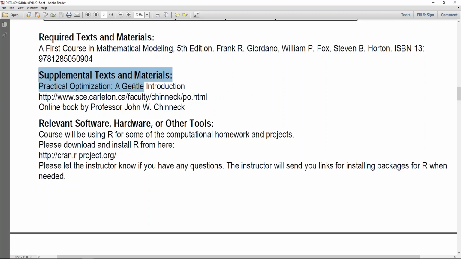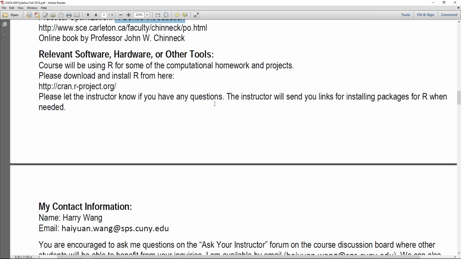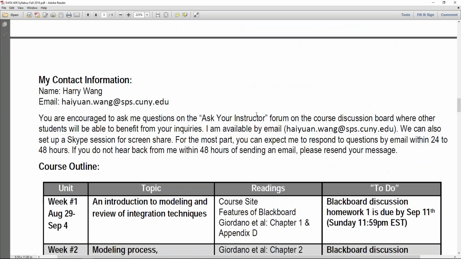And then you could have this supplemental text, which is really for the integer programming part. But for anything more mathematically rigorous, derivation or explanation, if you're interested, definitely take a look at this textbook. Even though it says practical optimization, a gentle introduction, it's not that gentle. It's really a lot of heavy mathematics involved in that particular textbook. Okay, you need to install R for sure, which I'm sure you already have. Send me an email anytime if you have questions, and also post in the Ask the Instructor forum on Blackboard if you want.